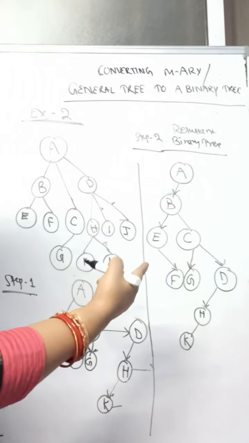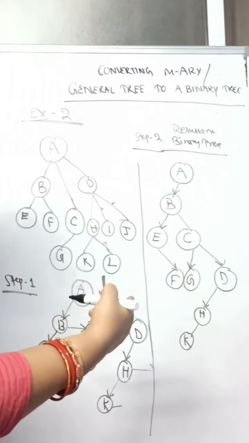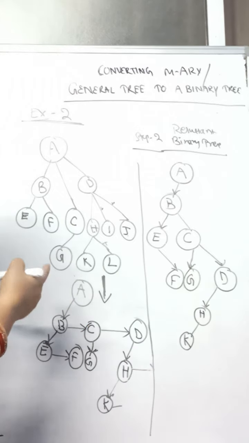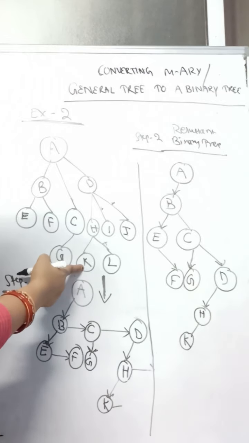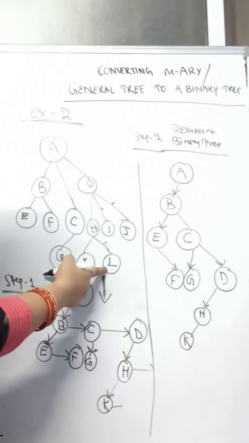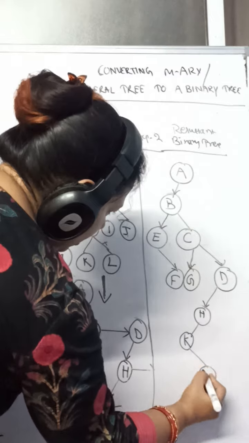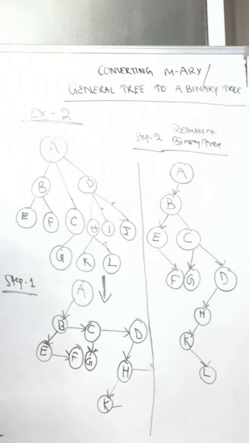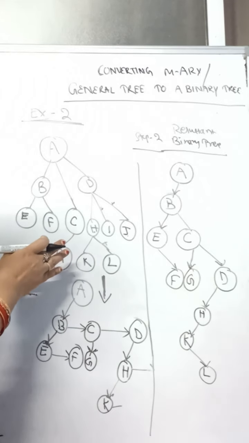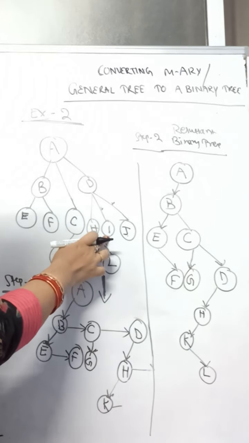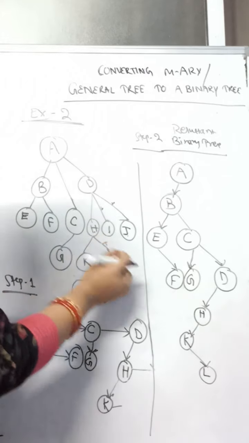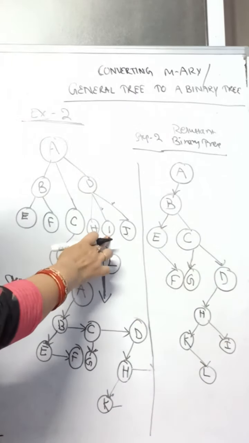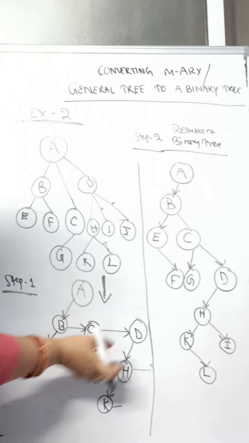So D, H and K. Now in my tree, D, H and K. Then K's right child will be L. Okay, then I have to put them. Then H's right child will be I. Then I's right child will be J. Just from this tree, draw this.